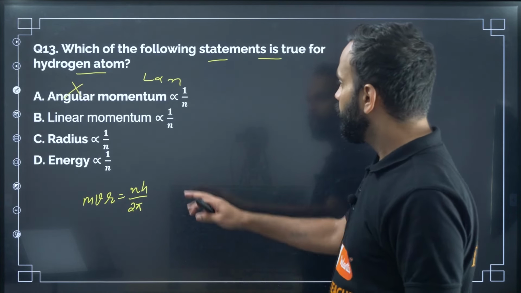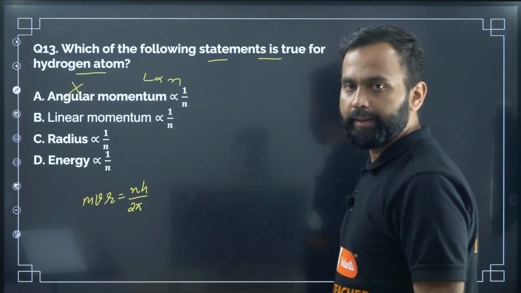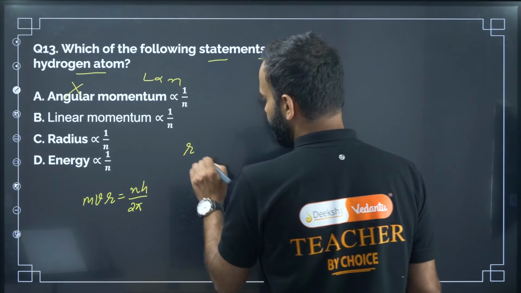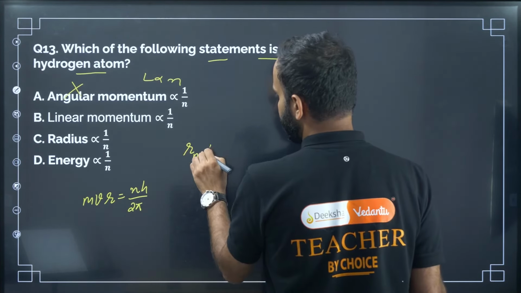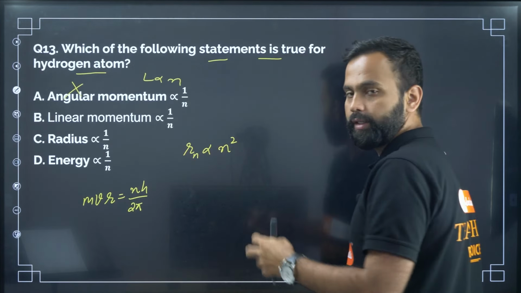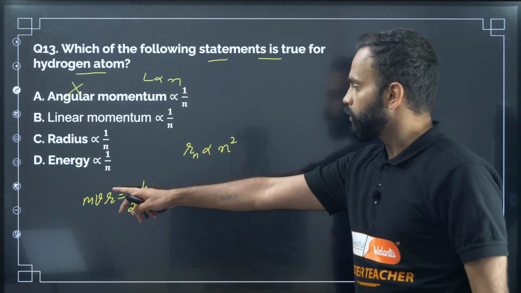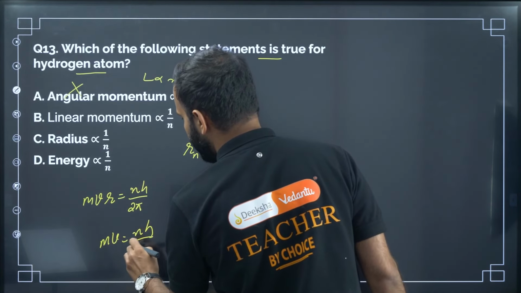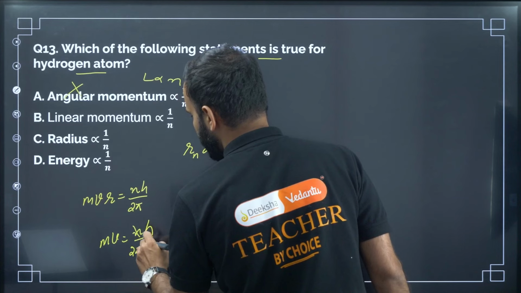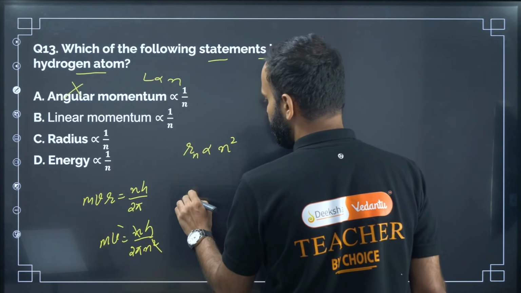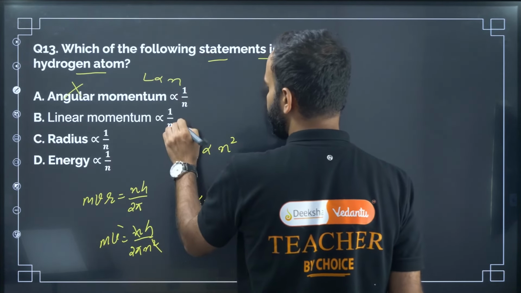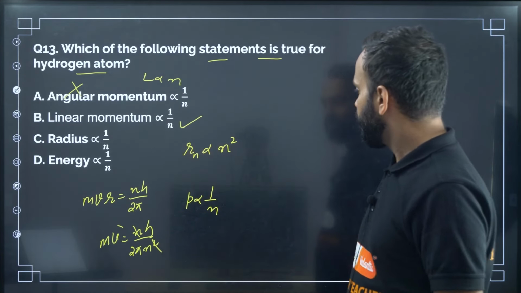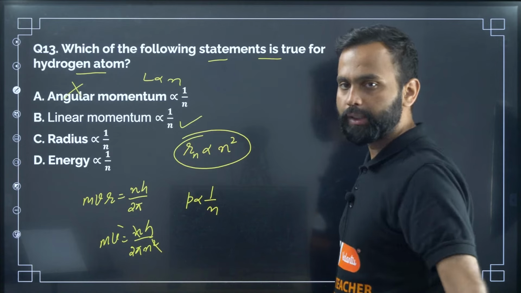Let's check option B: linear momentum is proportional to 1 by n. Here, the radius of the nth orbit is directly proportional to the square of the principal quantum number, so r is proportional to n square. So mv is equal to nh divided by 2 pi into n square, and n will get cancelled. mv is linear momentum, so linear momentum is directly proportional to 1 by n. Correct. Option C: the radius is directly proportional to 1 by n. Wrong, radius is directly proportional to n square.